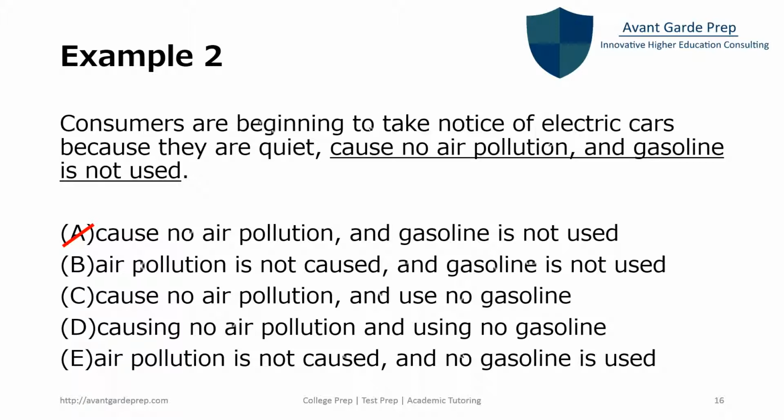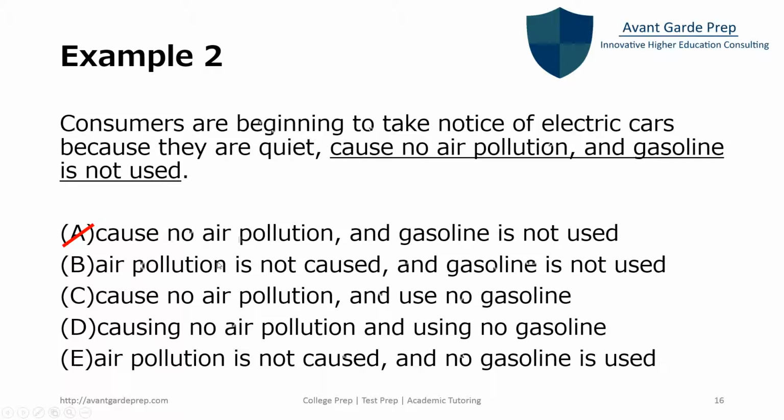The first two items in the series, are quiet and cause no air pollution, are in fact in parallel structure because they use active verbs and they take on the plural subject of they. But the third item, gasoline is not used, introduces a new subject, gasoline, and it's in the passive voice. So that's what we're trying to fix here. Okay, let's look at B.